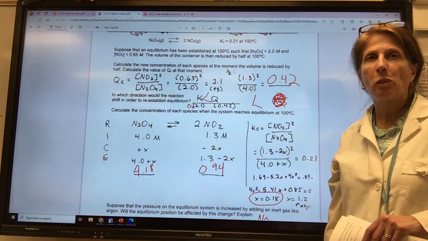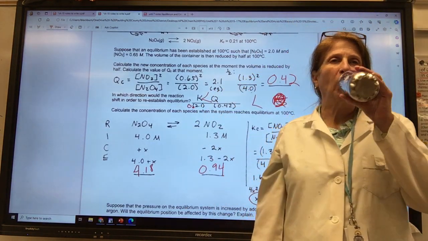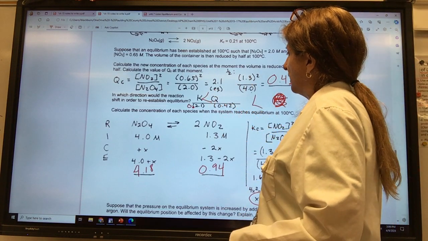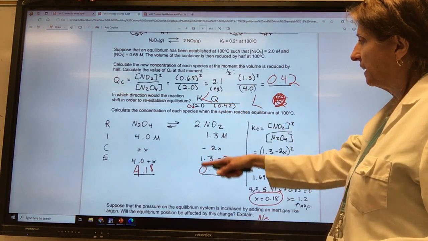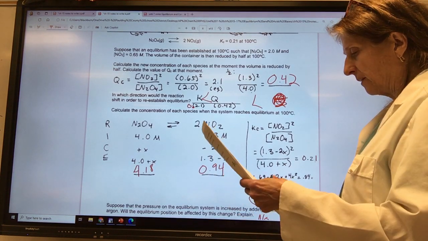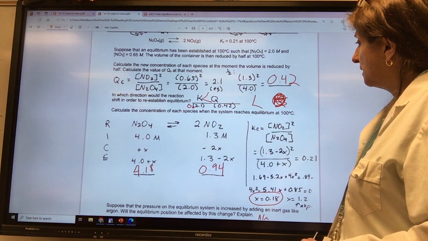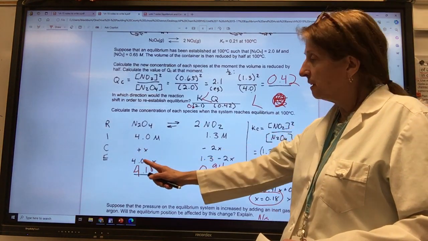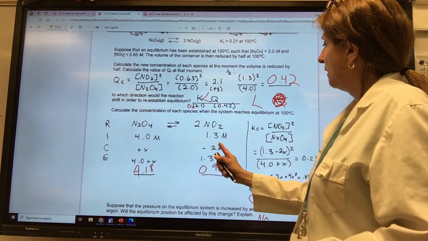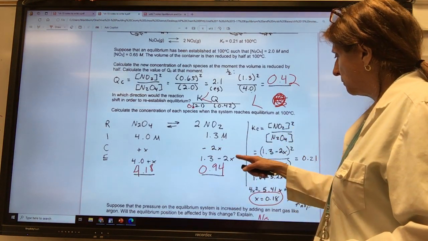There. When you copy the numbers down wrong, it can mess up your whole problem. Have to copy those numbers down carefully. All right, now it's right. So Q is bigger, it's going to go to the left. So that means that, did I write this down right? Plus. Yes, so we're adding this, we're subtracting that. So here are our concentrations, 4 and 1.3 are our new concentrations. This is what's going to happen. We can write our equations.